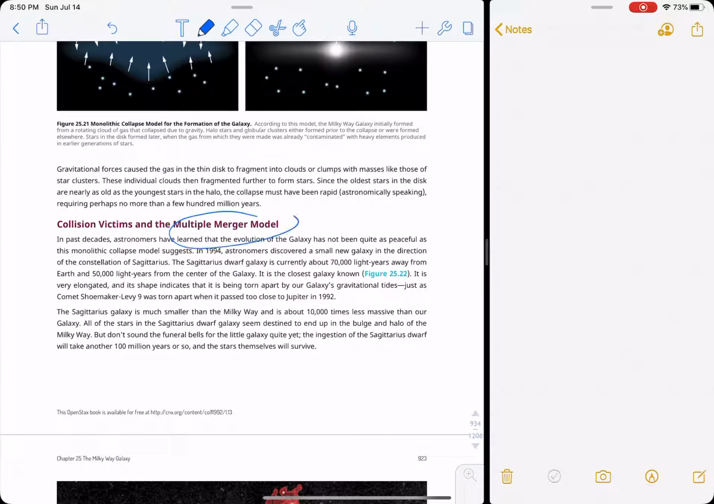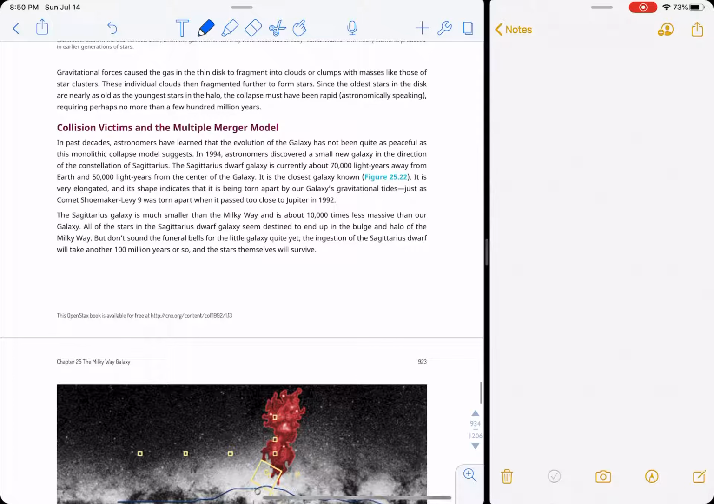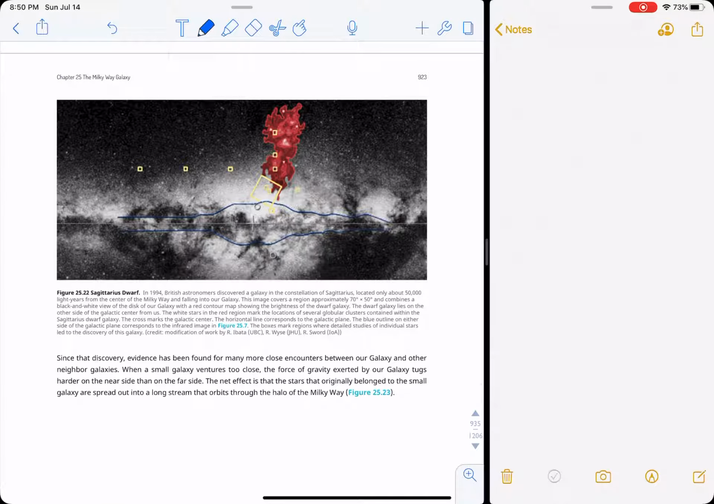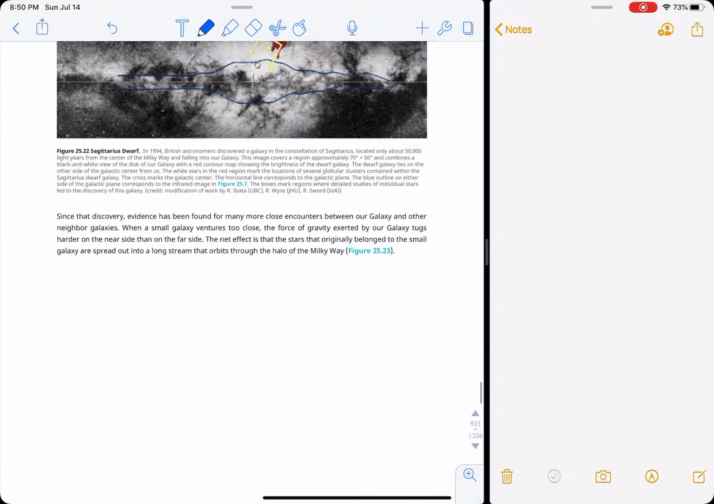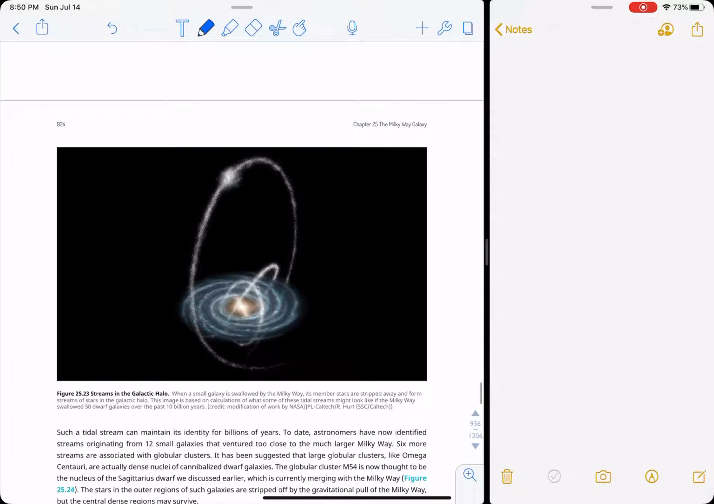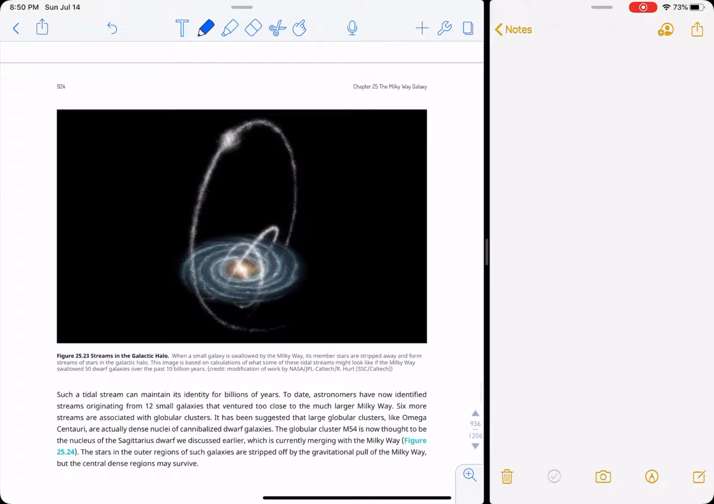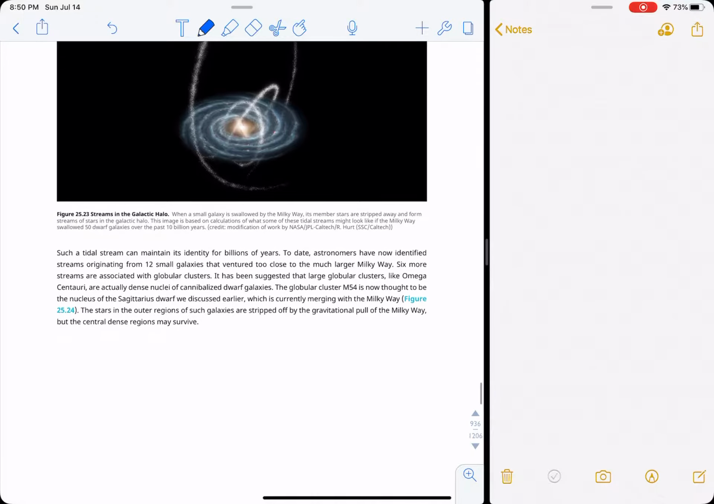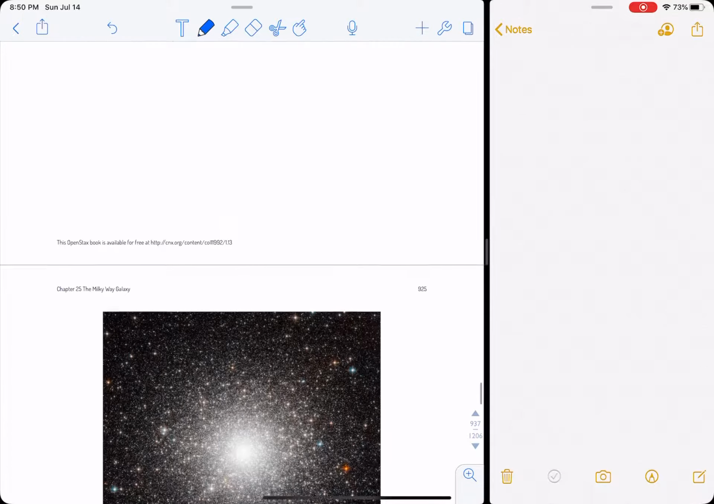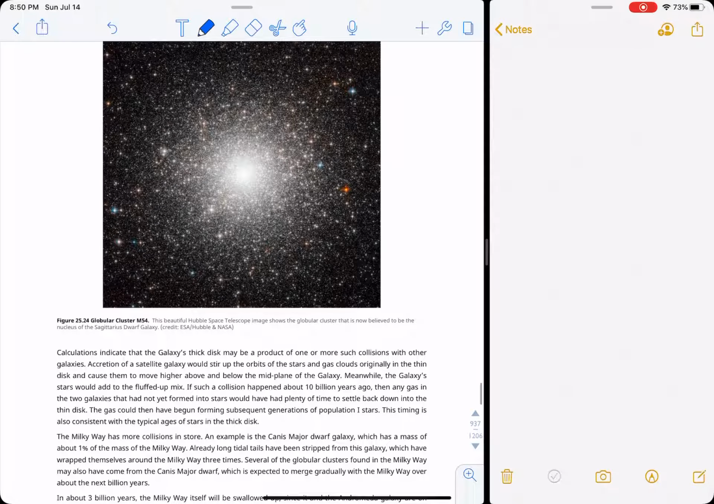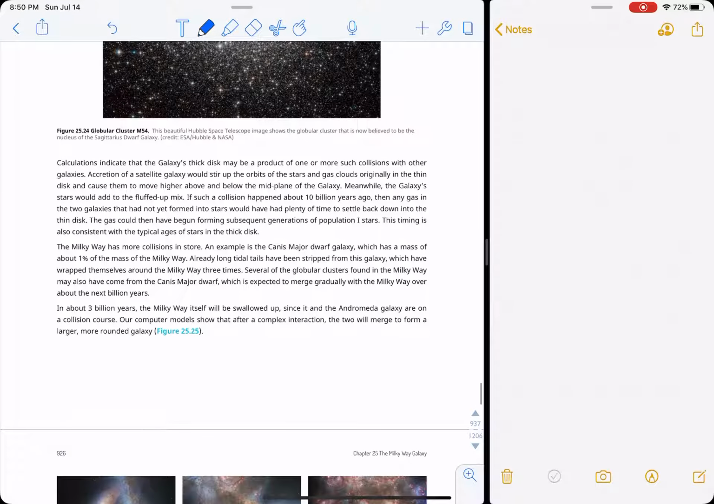The multiple merger model is the more accepted model of today, which says that smaller galaxies came together and ended up forming bigger galaxies over time. So here's a cool image of some results of different galactic mergers as they joined the Milky Way. This is really cool. The globular clusters are these very dense, very old star clusters orbiting around the edges of the galaxy in the halo. Very, very cool.